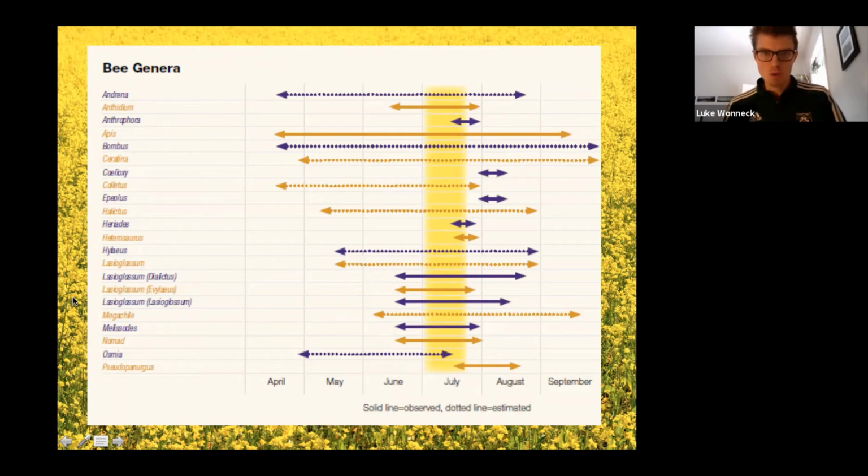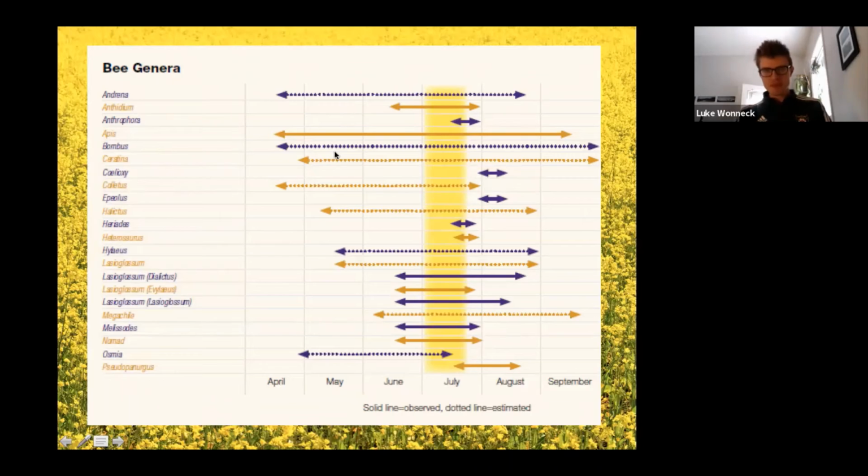So what I'm trying to show you with this graph is that all these bees are flying for other months, beyond when canola is flowering. So if there was only canola around, they would only have food for that part of July when canola is flowering. They would have nothing to eat for the rest of the time.